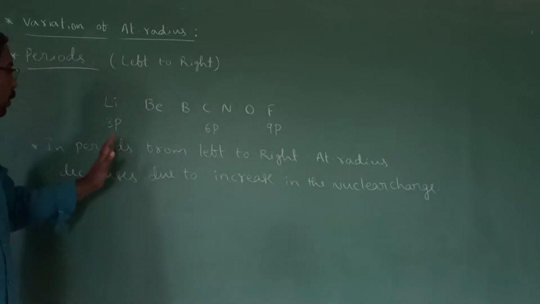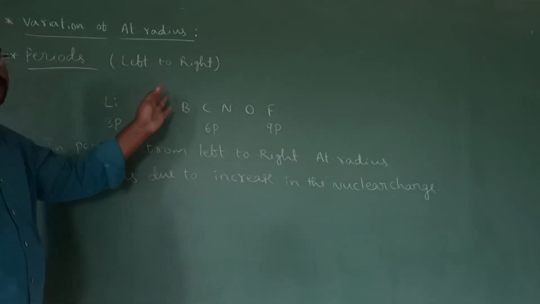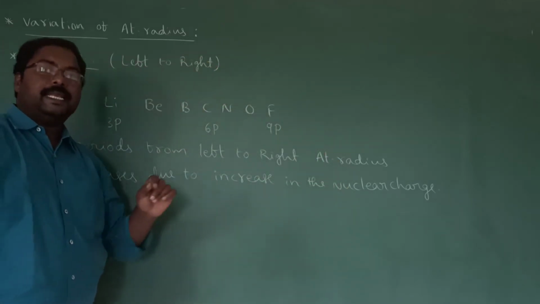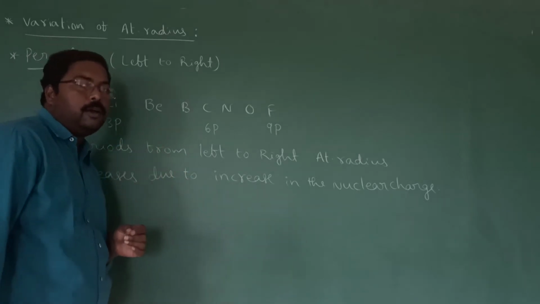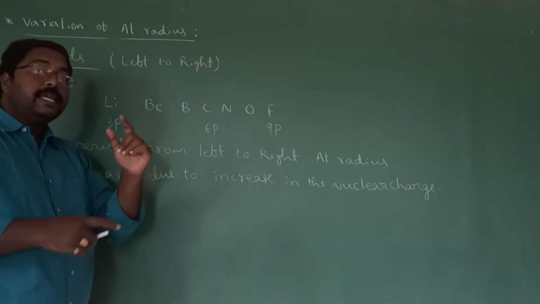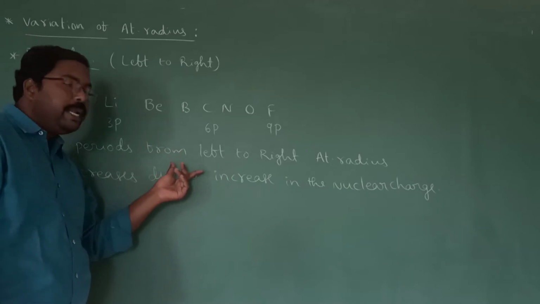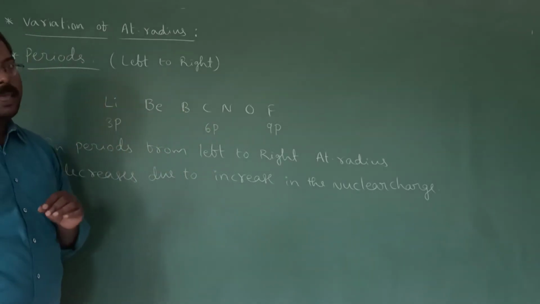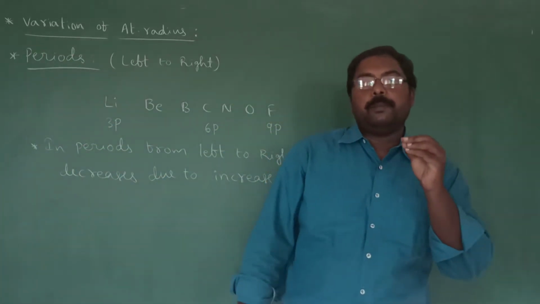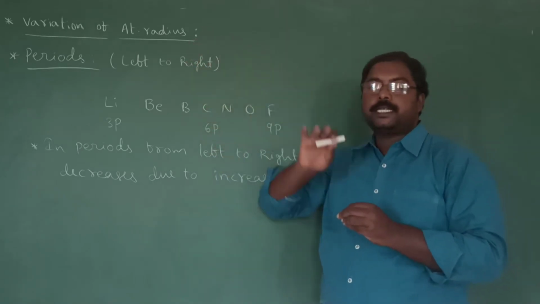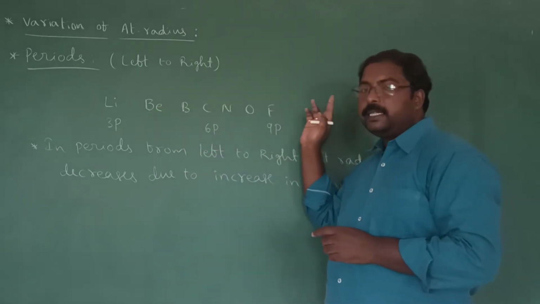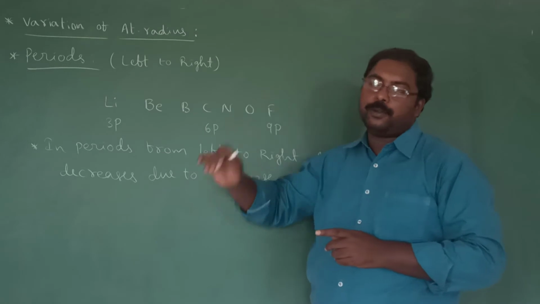Okay, in the periods as we are moving from left to right, atomic number increases, so nuclear charge increases. As the nuclear charge increases, atomic radius decreases because both are inversely proportional. But in the group, the atomic number also increases, but along with that, the number of shells increases. In the case of a period, the number of shells remains the same. Note down these two. So finally, regarding the atomic radius, we need to remember 2 points about the variation. In the groups, atomic radius increases from top to bottom. In the periods, atomic radius decreases from left to right.